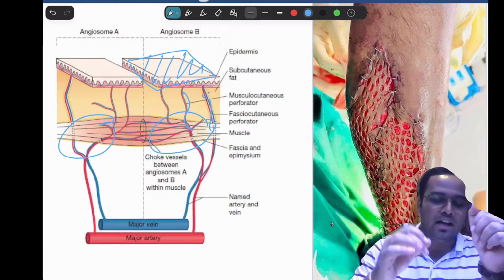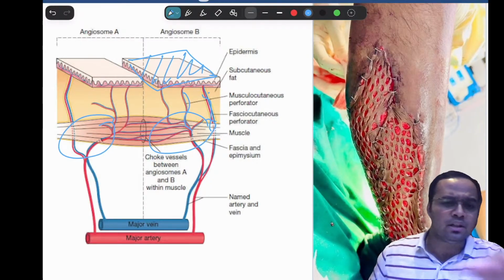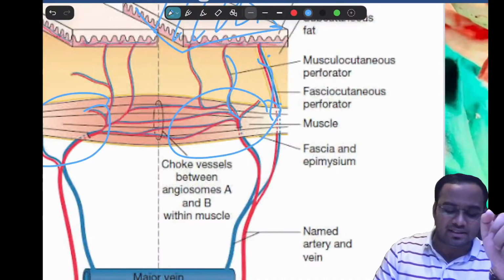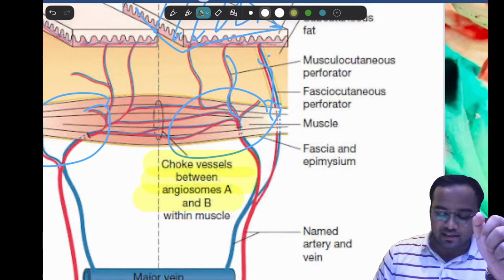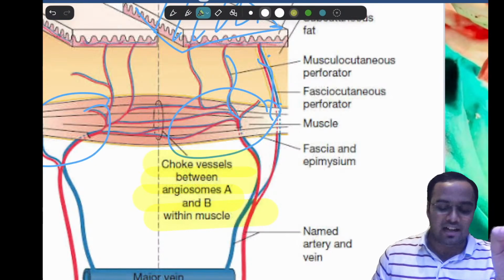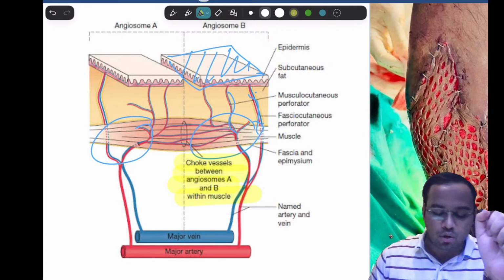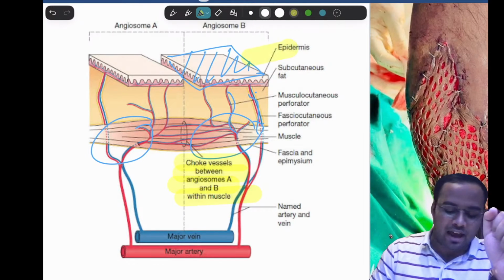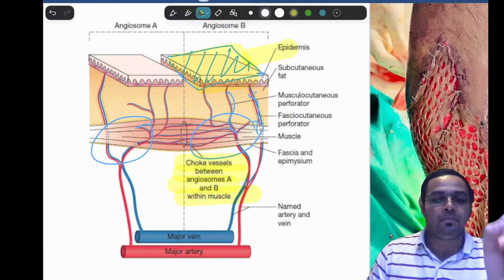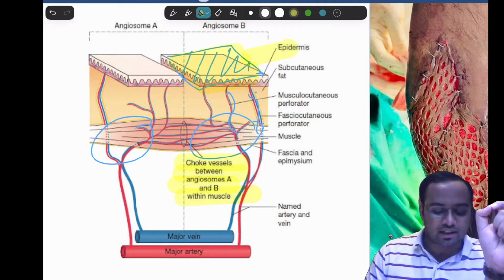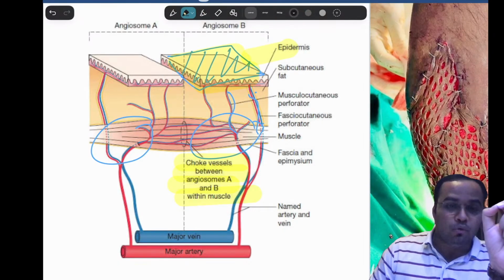But the important point here is, between 2 angiosomes there is a connection through the muscle, and that vessel is called a choke vessel. So that choke vessel is important. Let's consider that you need a flap, but the surface area required is more. If you just take the flap from this much area, then that flap might not be sufficient for that region. So what are you going to do?